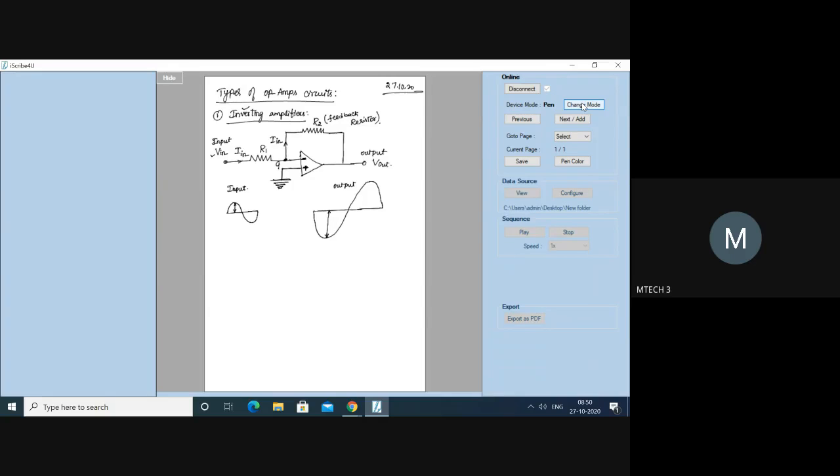R2 is nothing but a feedback path. The feedback path was taken from the output, provided via resistor R2. R2 is nothing but the feedback resistor. This feedback resistor is given to the input. Now this is the basic connection. Now what G is here, that is very important.